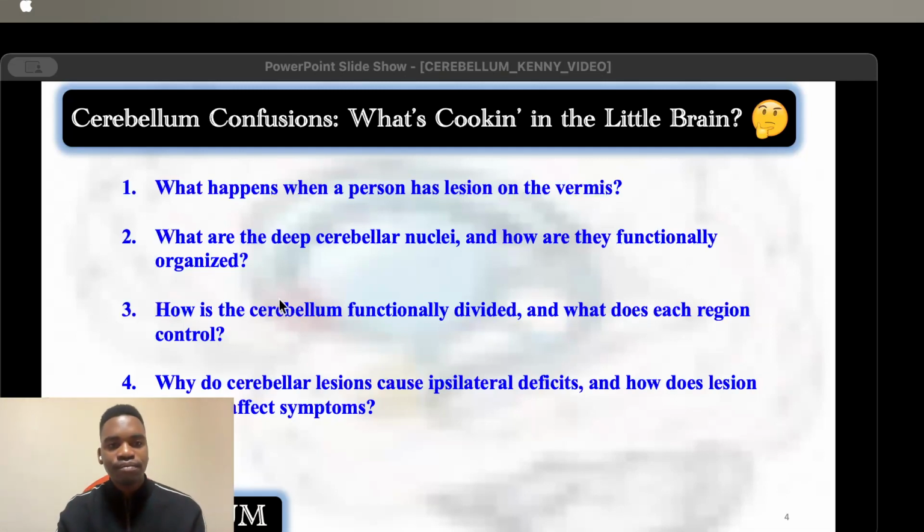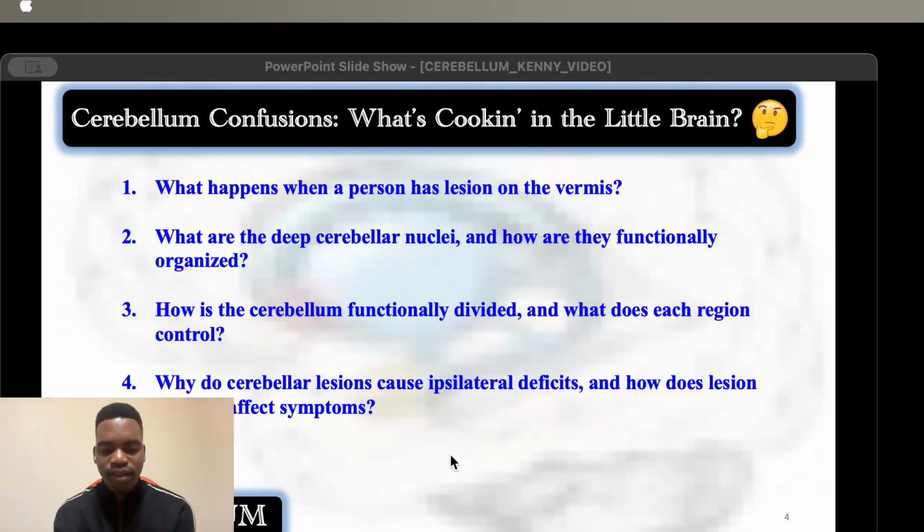But the functional division of the cerebellum, which is very, very important, will help us to explain the clinical anatomy or clinical neuroanatomy of the cerebellum, ataxia, and dysdiadochokinesia. We'll be able to explain those because we will be able to explain the functional divisions of the cerebellum. And lastly, it is the ipsilaterality of the cerebellum.